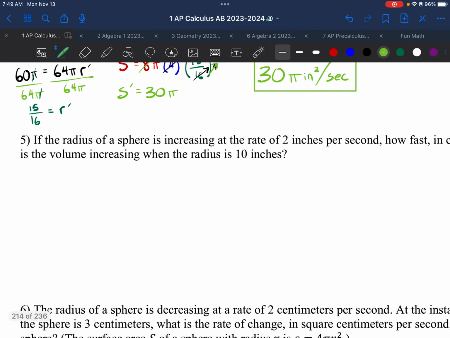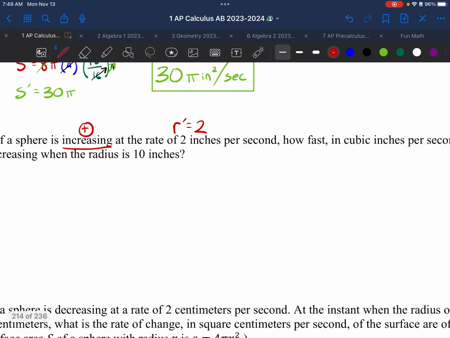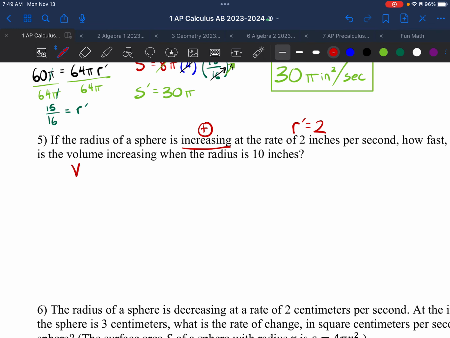Moving on to number 5. If the radius of a sphere is increasing, again, increasing is this word that means a positive amount, and it's a rate, so it's an r prime here equal to a positive 2. How fast in cubic inches per second is the volume increasing? It's asking for a v prime in this case, when r is equal to 10.